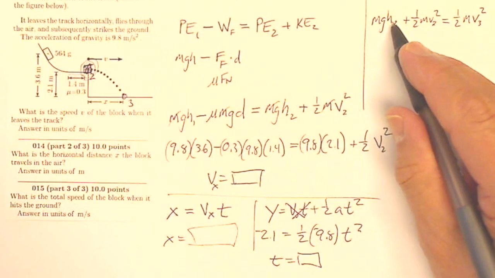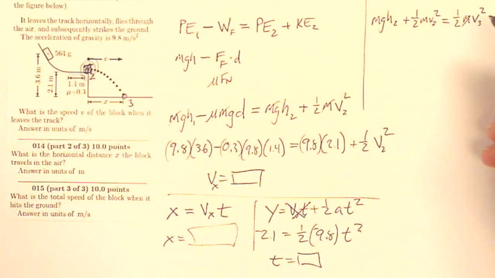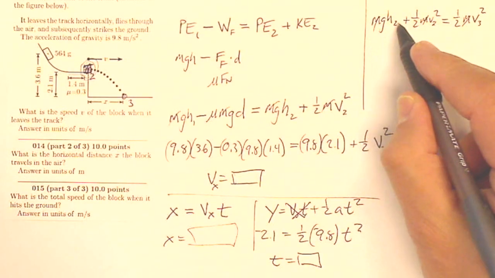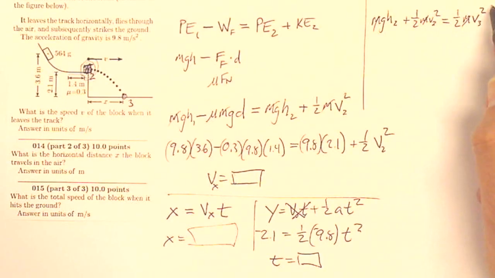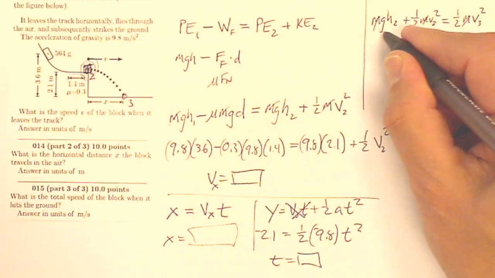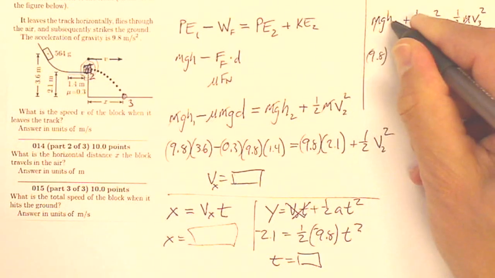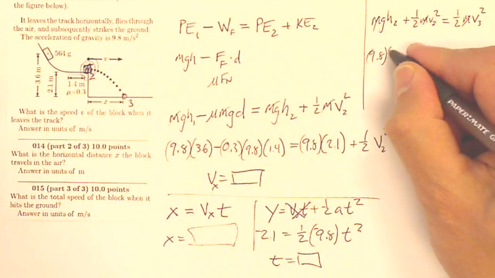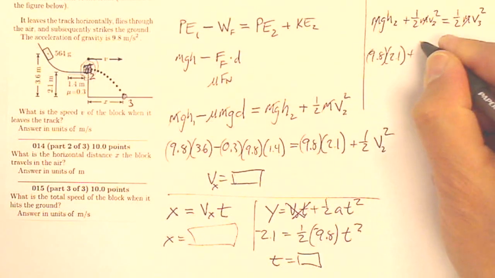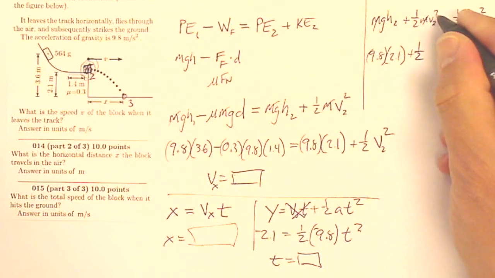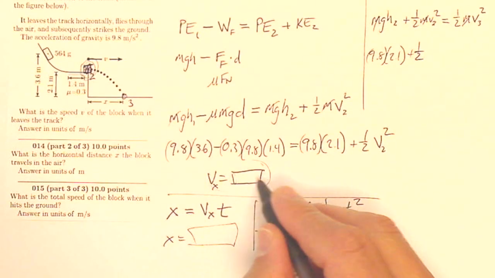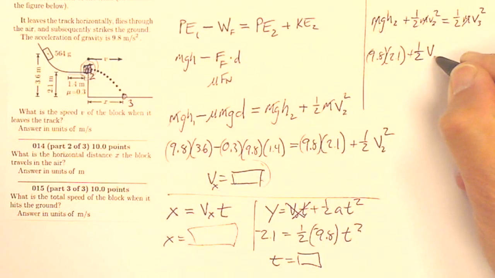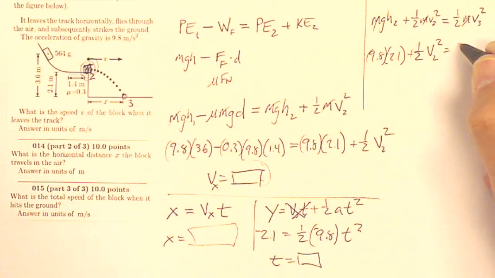So now my mg height 2, again, mass cancels out, so I don't care about that. I'm going to have g h plus 1/2 v squared equals 1/2 v squared. So this is my g of 9.8, this is my height 2, which is 2.1 meters for me, plus 1/2 of v2 squared. That's this velocity squared. So I'll just call that v2 squared equals 1/2 of v3 squared. And you can solve for this velocity by plugging your nose and working it.